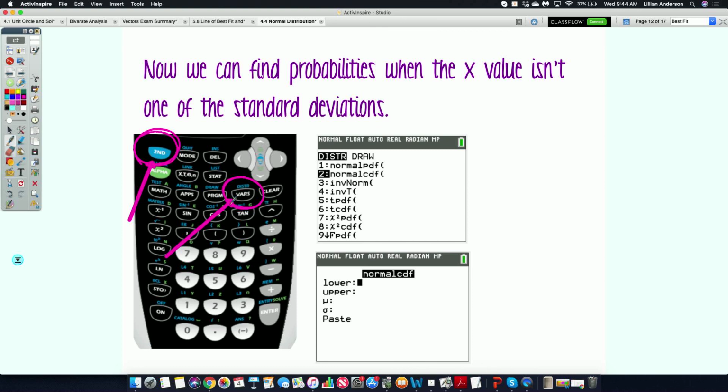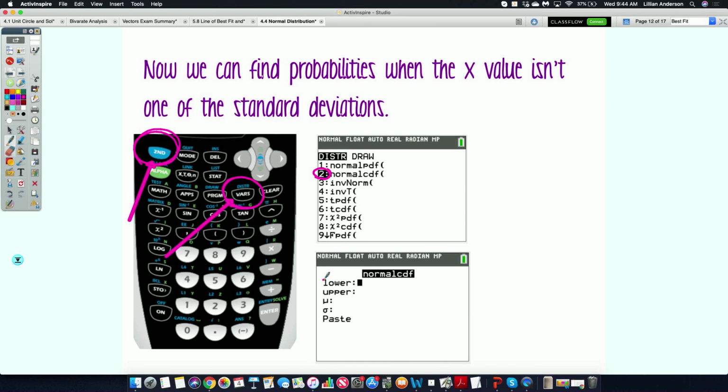This is where you're going to go for your normal distribution. And you want to go down to option 2, which is normal CDF. Okay? Normal CDF. Now, if your calculator looks like mine, it will pop up these options right here. If yours doesn't, this is exactly the order in which you have to type in your information.